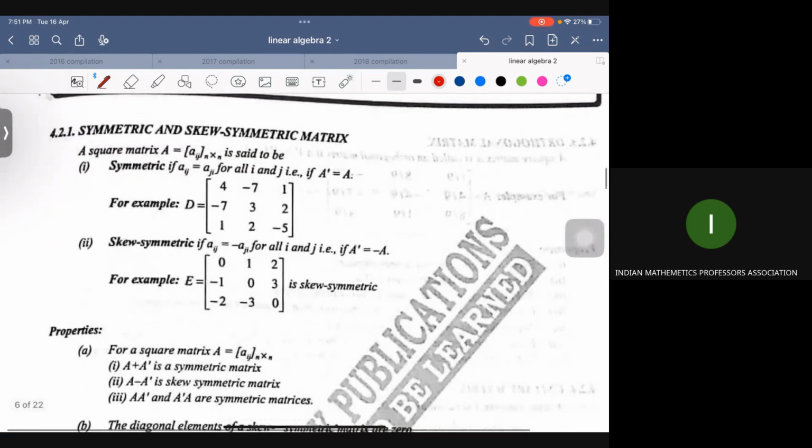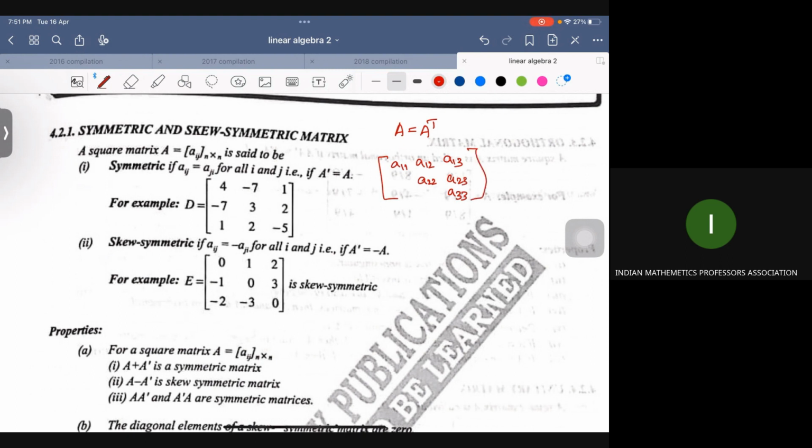Next, symmetric and skew symmetric matrices. A square matrix A is said to be symmetric if A is equal to A transpose. That is, if a matrix with entries A11, A12, A13, A22, A33 is given, symmetric means A is equal to A transpose.